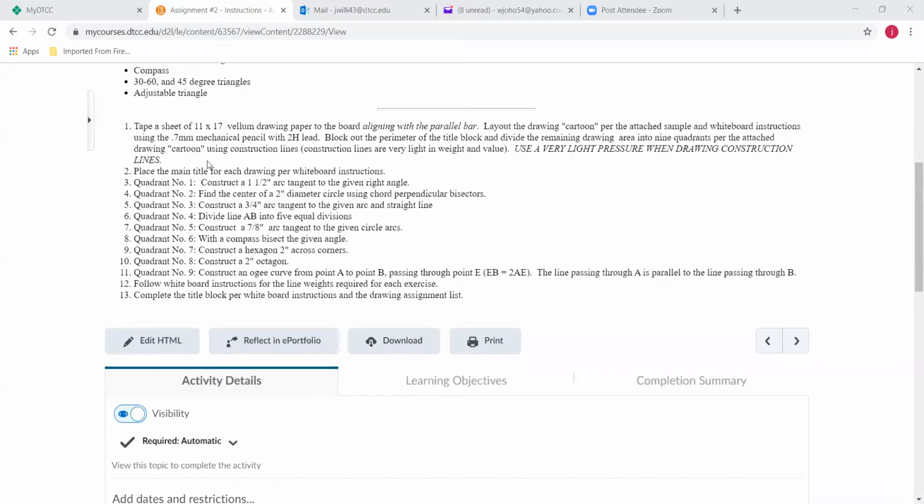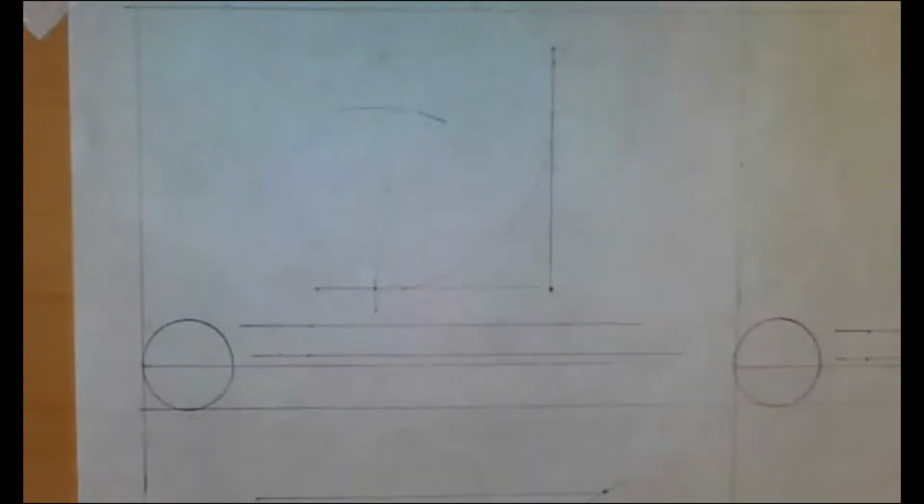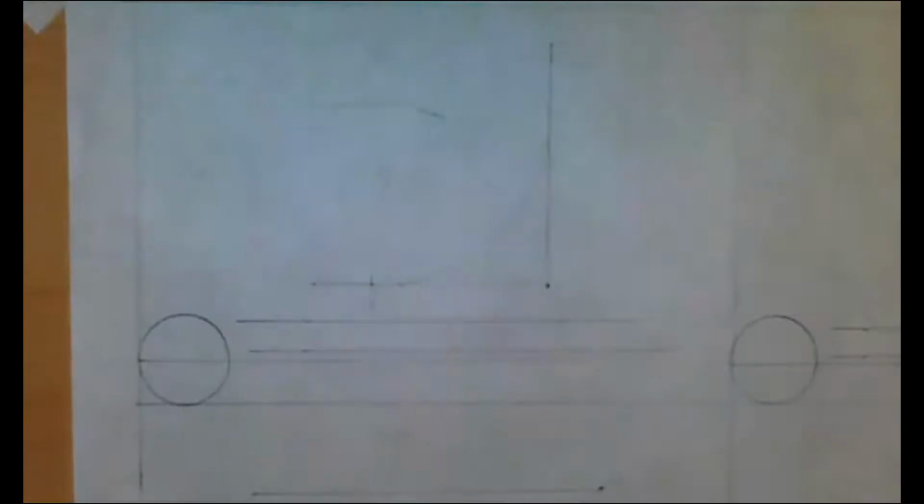Okay, so now the quadrant number 2. Find the center of a 2-inch diameter circle using chord perpendicular bisectors. So let's go to the other quadrant. Let's go to quadrant 2 and complete that geometric exercise using construction lines. Okay, here we are at the quadrant 2, and I'm going to sketch it again.